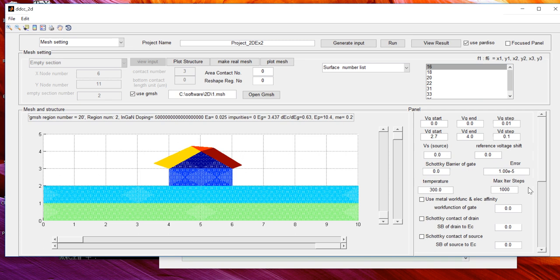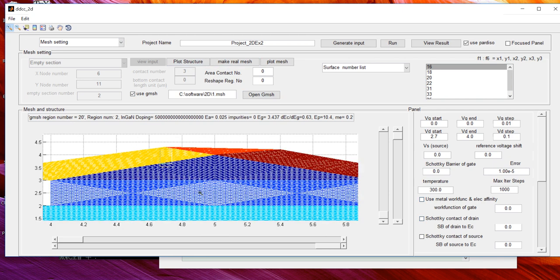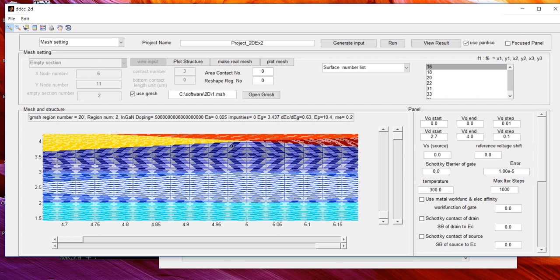So the concept of using Gmesh is like this. But actually, I don't like to use Gmesh, because this is a good mesh, called a transfinite mesh. My mesh is very uniform in the XY direction. But sometimes Gmesh will generate a very random mesh.